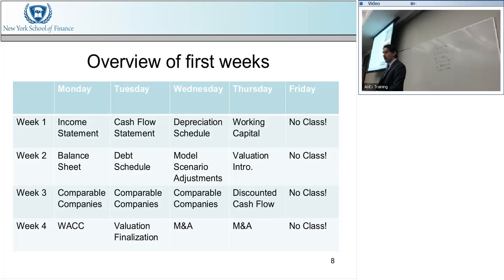Next week's last major schedule is the balance sheet. Balancing the model, we'll learn, is such a huge major component. Then the final piece, the debt schedule. And probably by Wednesday, Kerber, or whoever, is going to ask, I want to see a final model. Luckily, Wednesday's model scenario adjustment is kind of soft skills. This isn't a major new thing to learn.